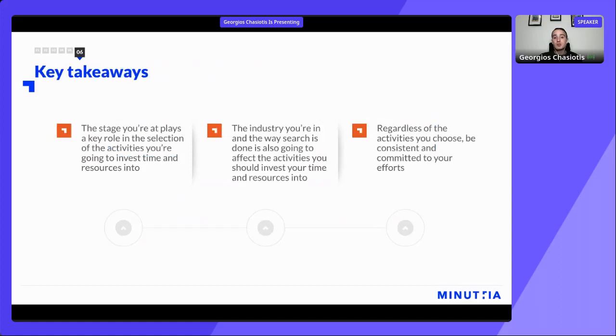So what are some key takeaways that we can get from this presentation? The first is that the stage you are at plays a key role in the selection of the activities that you are going to invest time and resources into. This is obvious from this presentation. The second is that the industry you are in and the way search is done is also going to affect the activities you should invest your time and resources into.